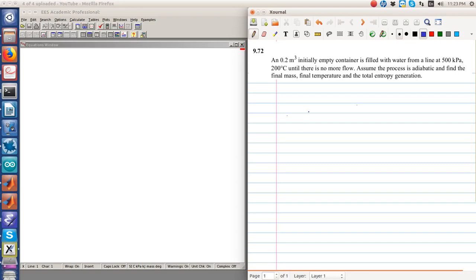Okay, 9.72 of Sonntag. We have a 0.2 meter cube vessel which is filled with water. So the vessel is initially empty. This is an empty vessel. It is filled with water from a line which is operating at 500 kilopascal and 200 degrees Celsius.